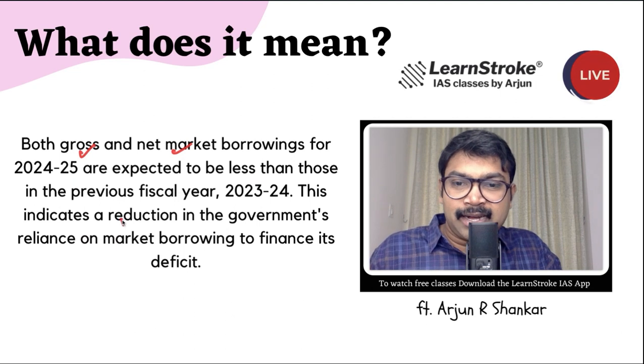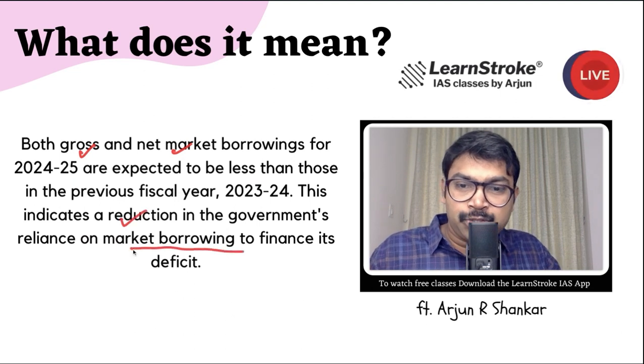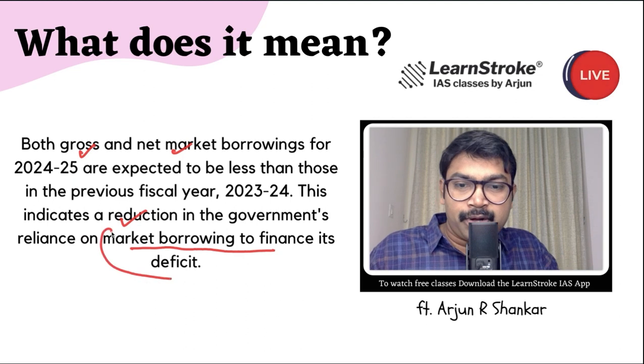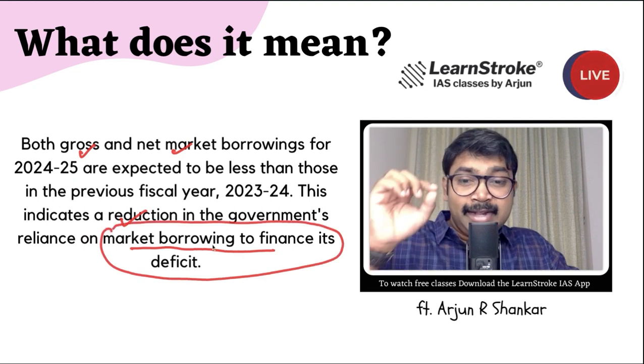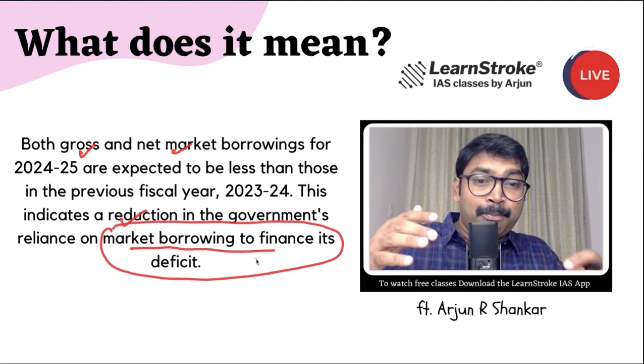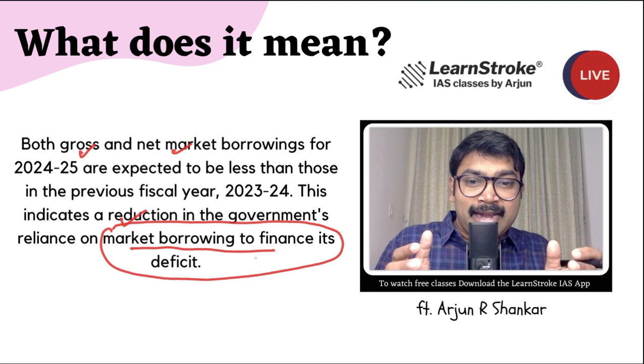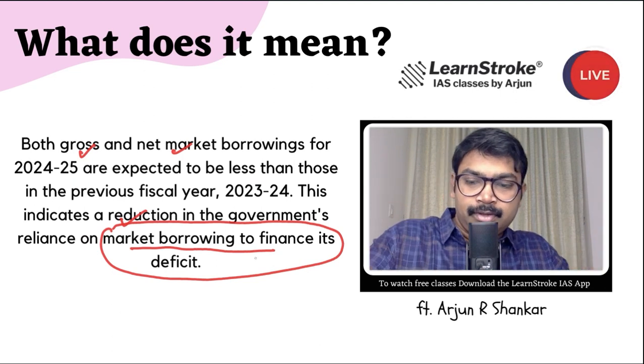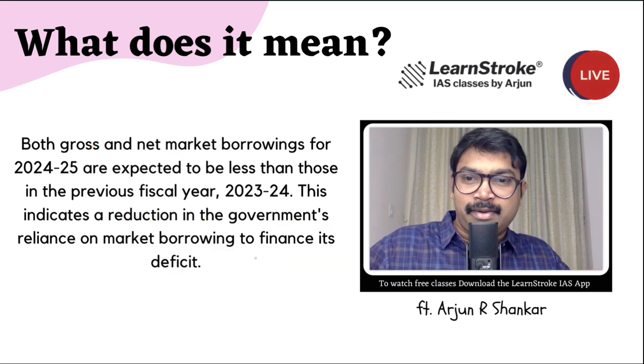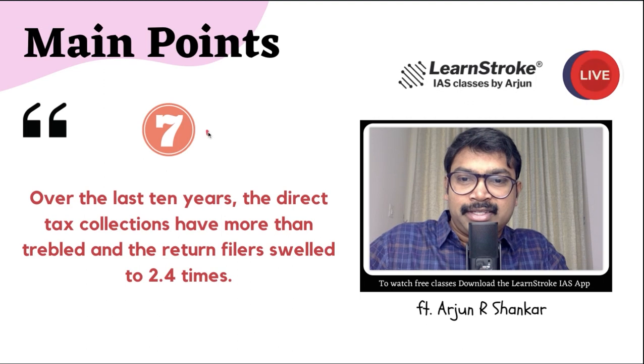This indicates a reduction in the government's reliance on market borrowings to finance its deficit. So very important, this is what we have to understand. This shows that the government is not borrowing from the market to finance its deficit problem. This is what we have to understand from this statement. Next, moving on to the seventh one.